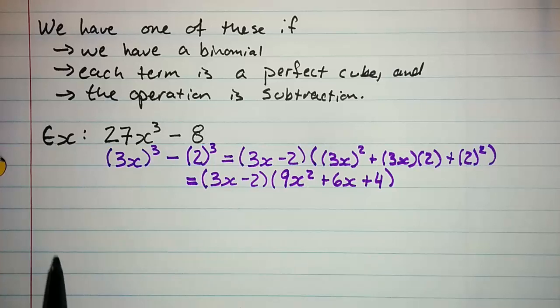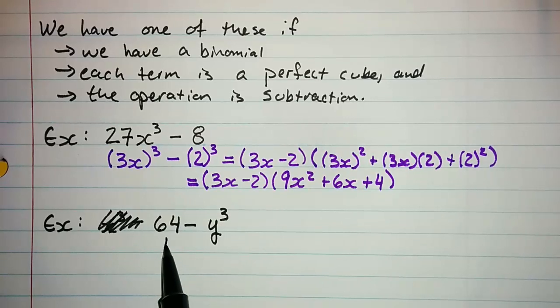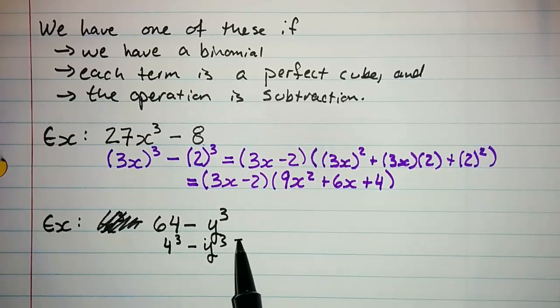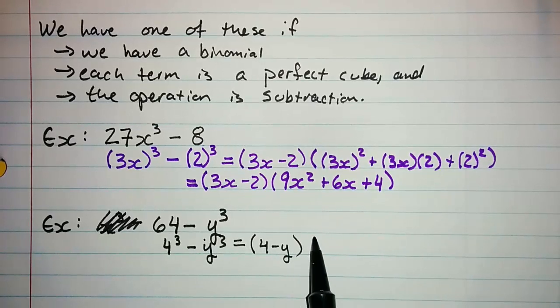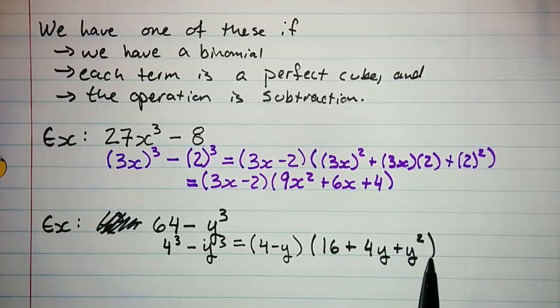I'm going to have you try one of these. Factor this polynomial. Pause the video and try this now. Well, we notice that 64 is 4 cubed. So this is 4 cubed minus y cubed. It factors as 4 minus y times 4 squared is 16 plus 4 times y plus y squared.